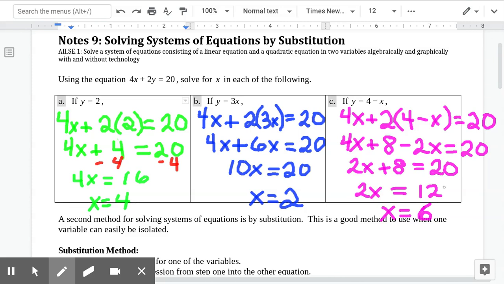So in our next video, we're going to look at a couple examples where we solve the full system, and we'll see what can happen as we do that.